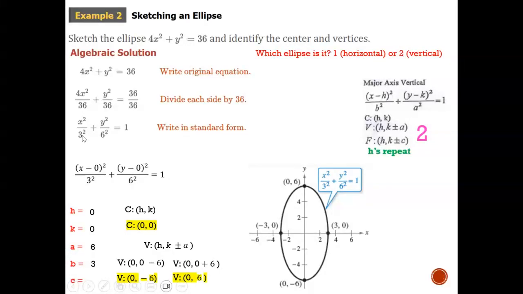Now, the 3 is underneath the x, which means I'm going to go 3 to the right and 3 to the left. And the 6 is underneath the y, which means I'm going to go 6 up and 6 down. You can graph it without even getting all the information. But it's always good to check. You can check the vertices by actually trying to solve for them. You see here my vertices, (0, negative 6) and (0, 6). And my center will be (0, 0).